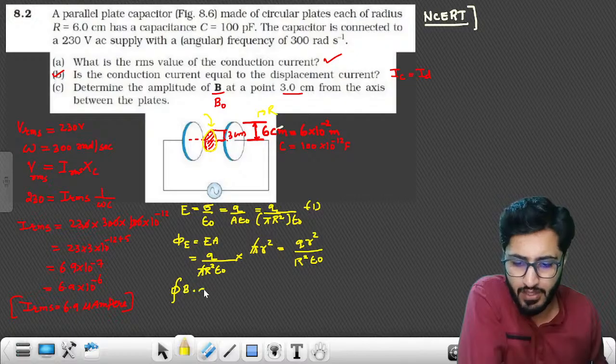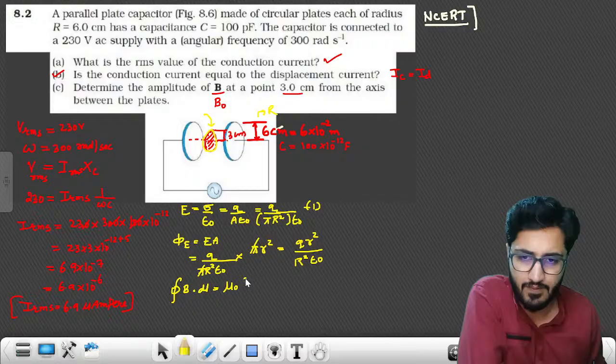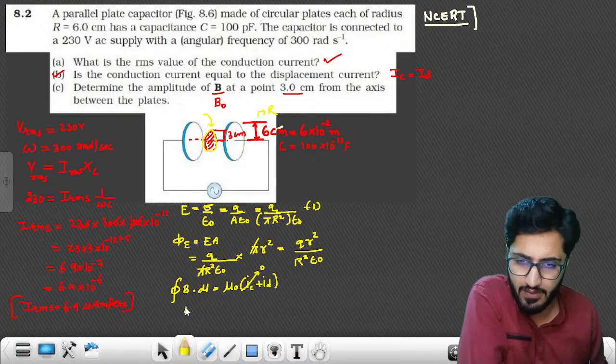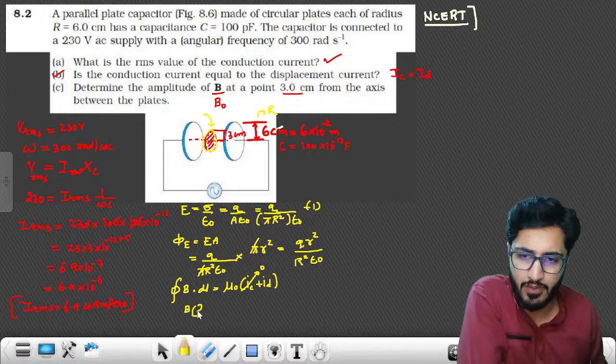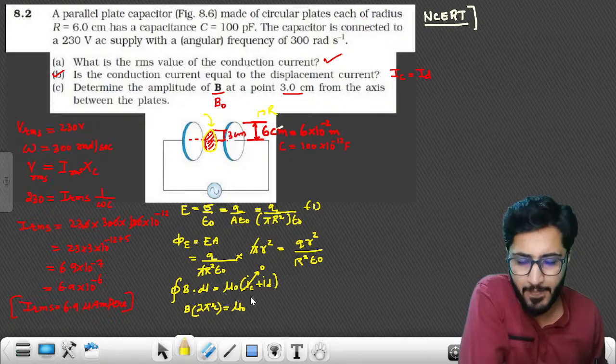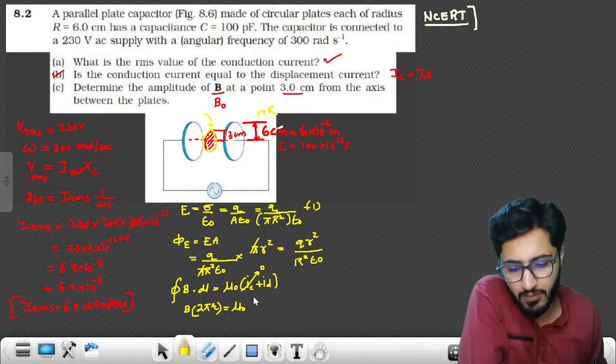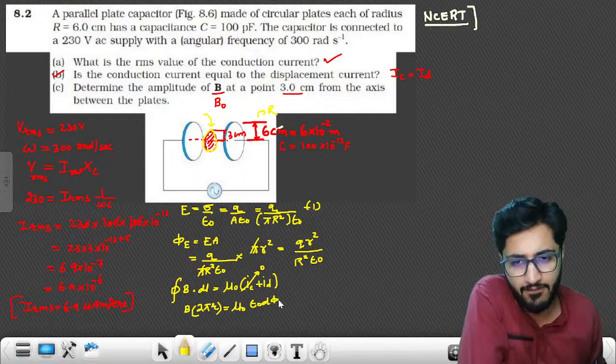Integration of B dot dl equals mu naught times (IC plus ID). Here IC is 0, since it is inside. What is B? B is constant, so I can write B times dl, which will be 2 pi small r, equals mu naught I. But we have one more formula, that is epsilon naught d phi E by dt.